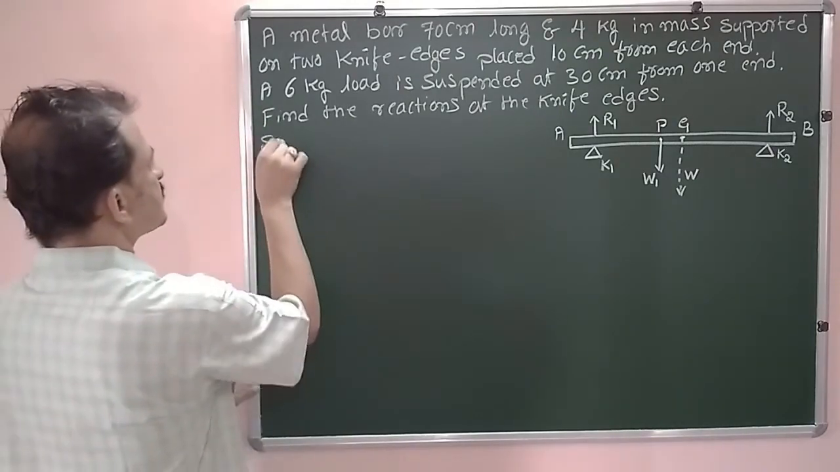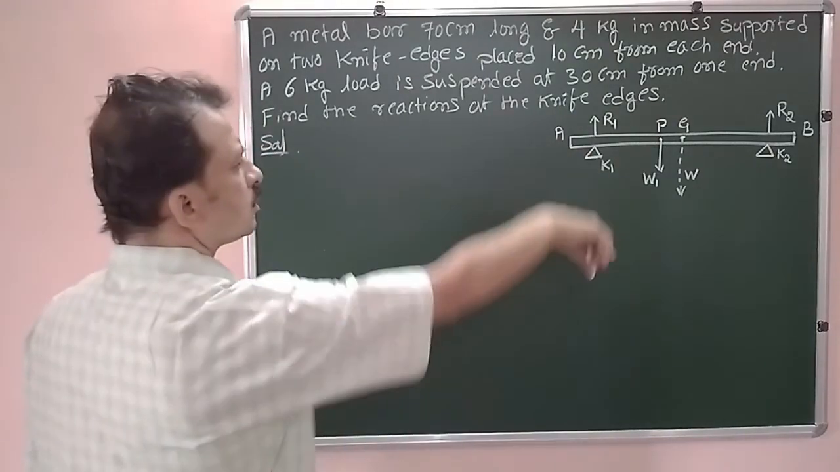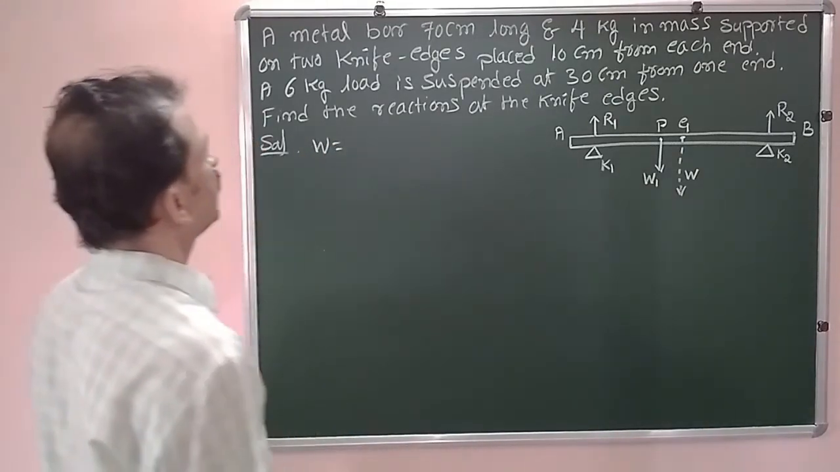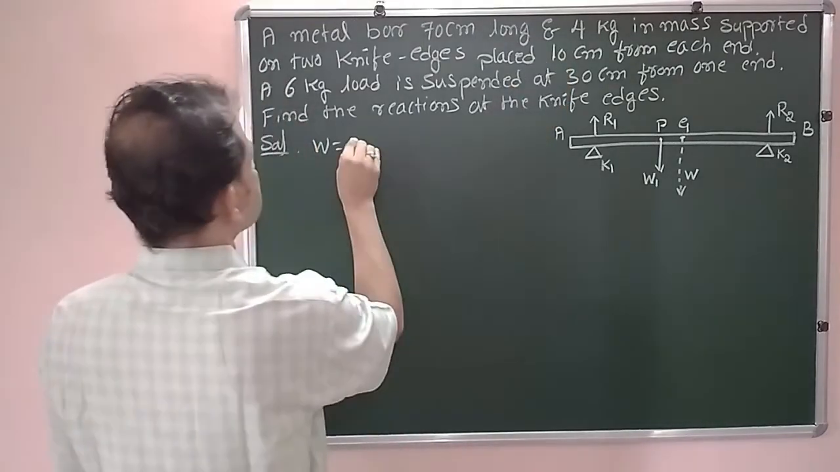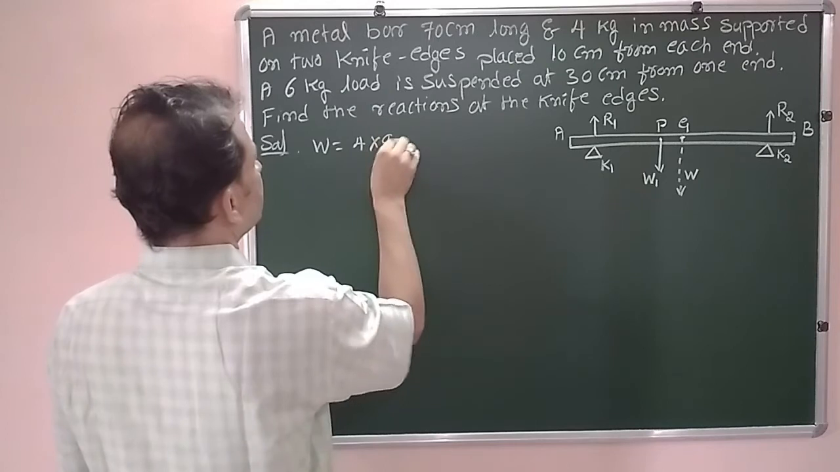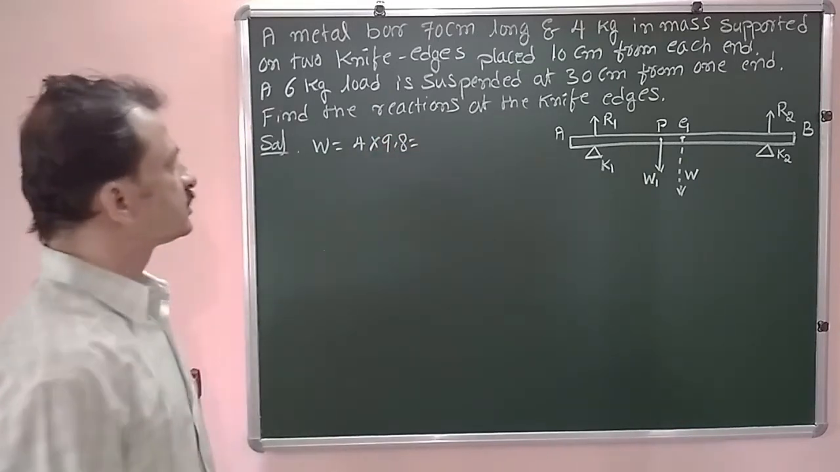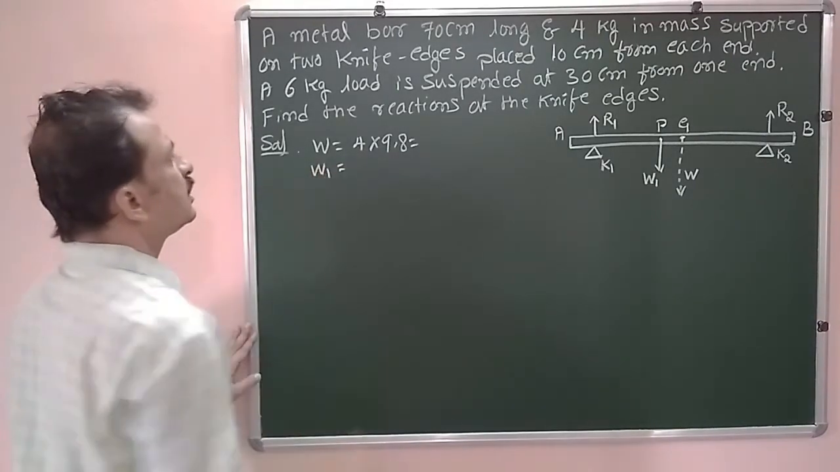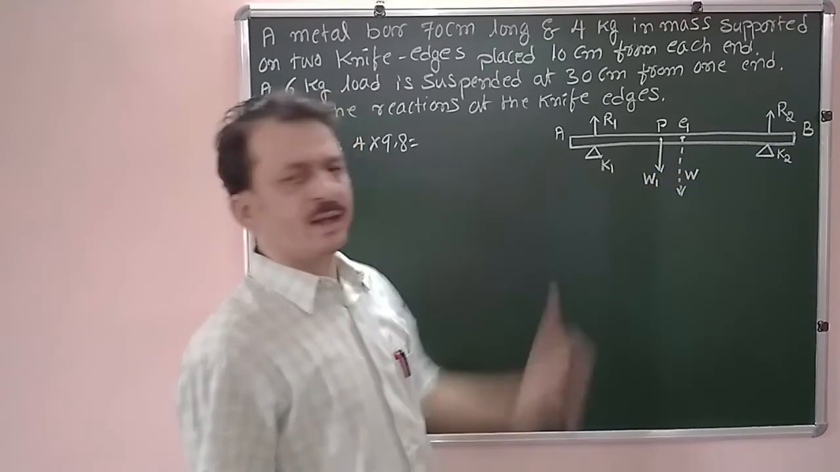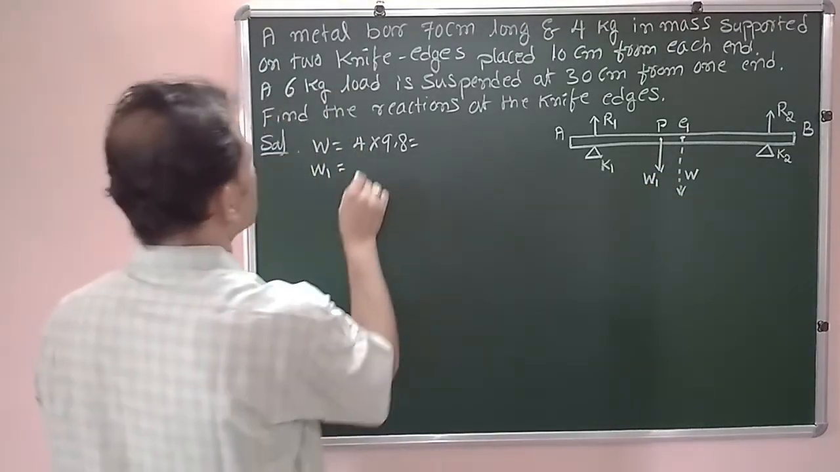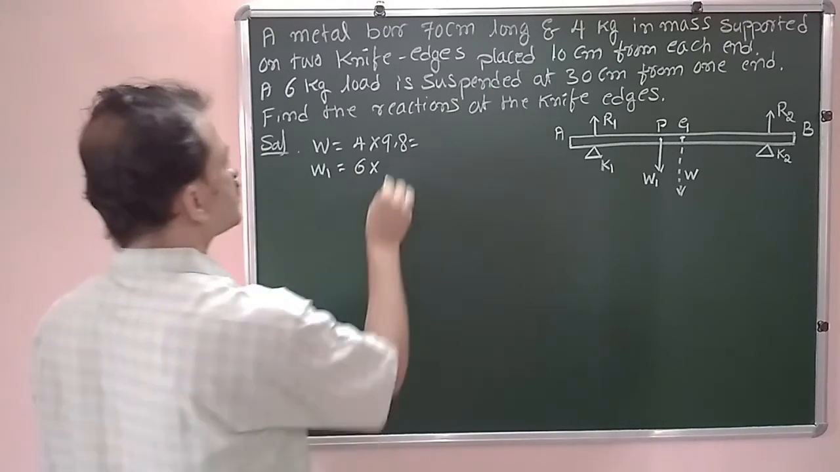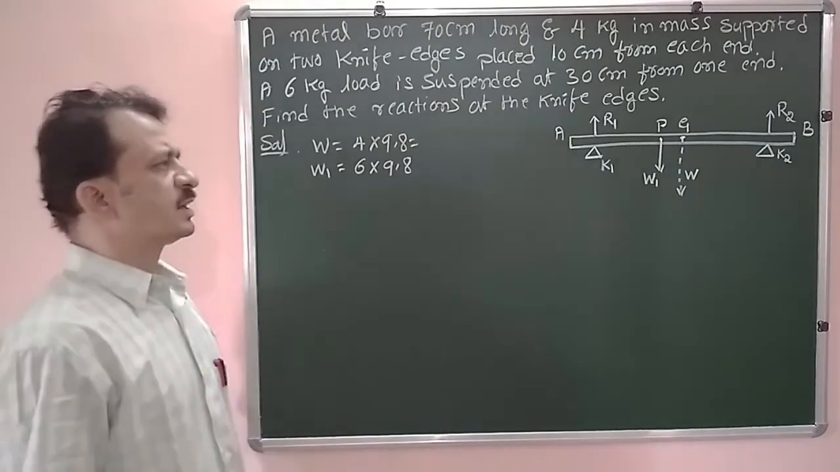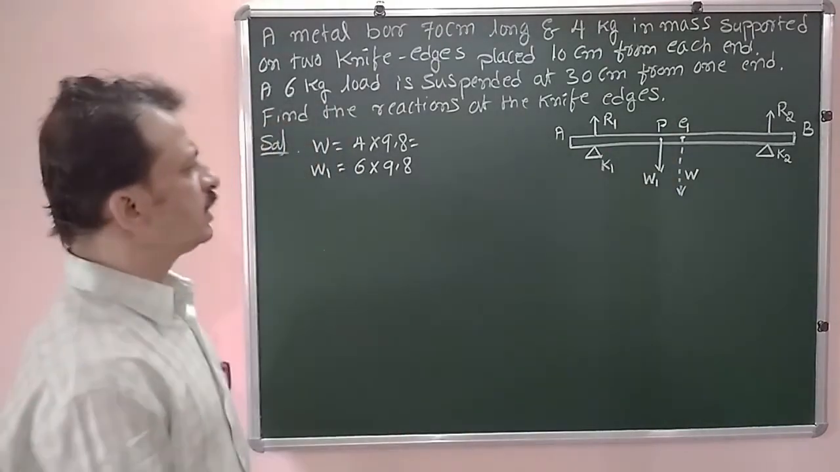Now very simple is the solution. Now W is the weight of the bar. Its mass is 4 kg into 9.8. And W1 is the load which is attached, a 6 kg load. It is 6 into 9.8. It is also acting in the downward direction. Since both are acting in the downward direction.